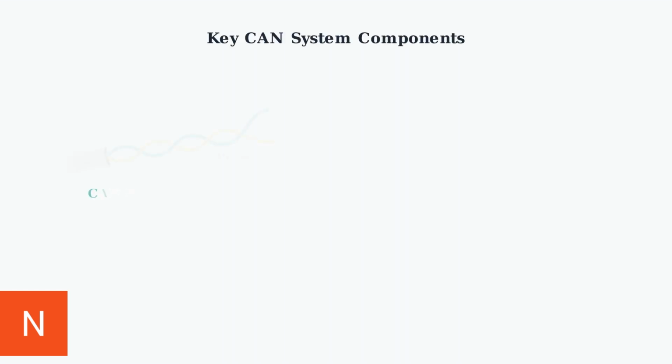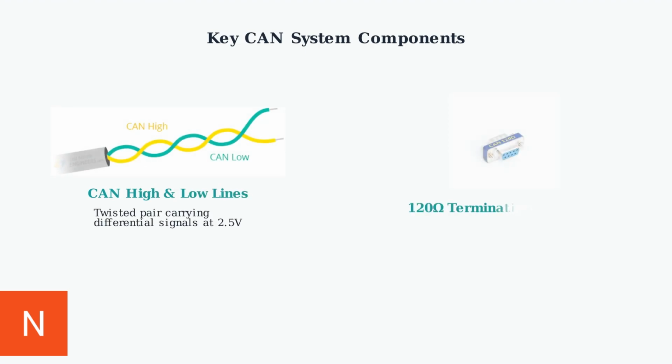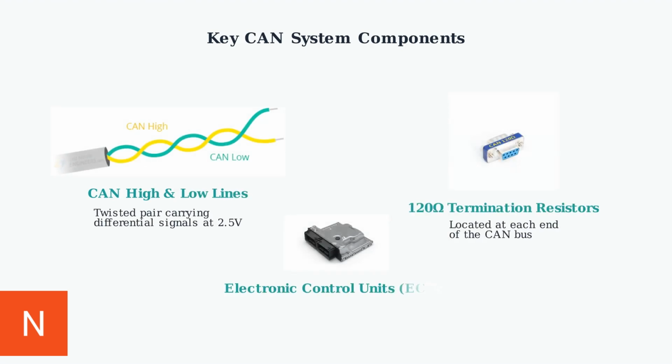The CAN system consists of three critical components. First, the CAN high and low lines are twisted pair wires that carry differential signals at a nominal 2.5 volts. Second, 120 ohm termination resistors are placed at each end of the network to prevent signal reflections. Third, various electronic control units serve as network nodes, including the powertrain control module, body control module, and ABS system.